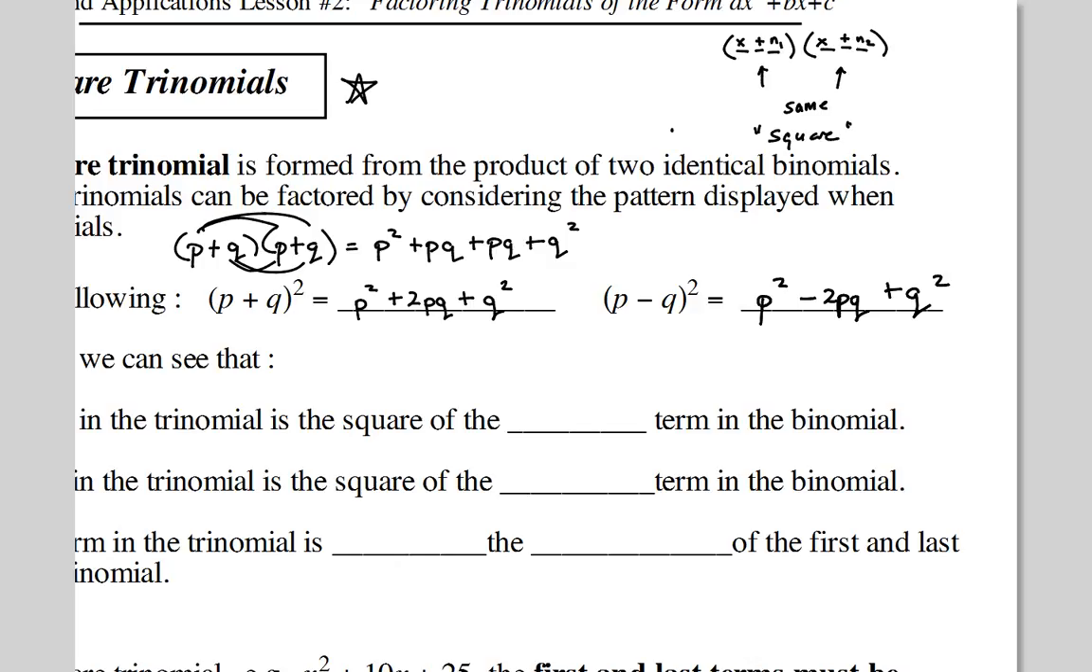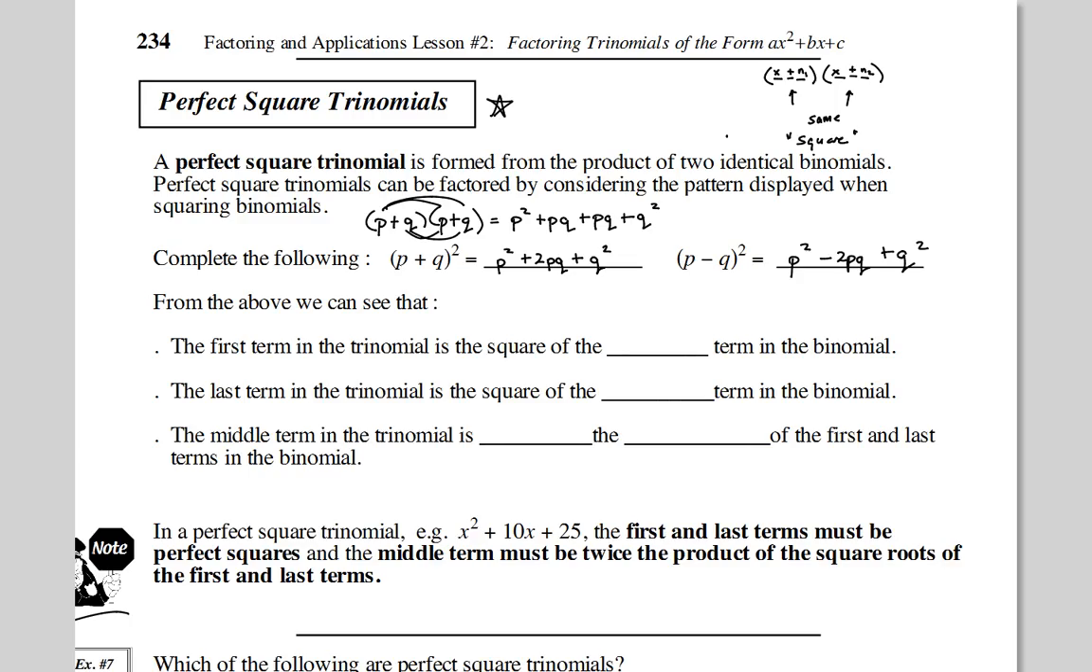Okay? So it says the first term in the trinomial is the square of the first term in the binomial. The last term in the trinomial is the square of the last term in the binomial. And then the middle term is double the product of the first and the last terms in the binomial.